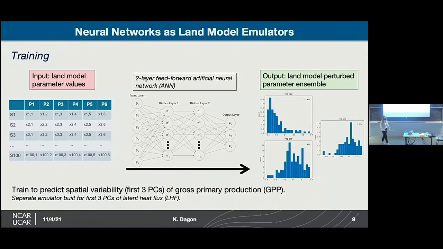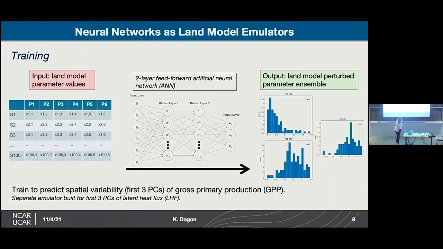Yeah, question. How did you decide on 3 principal components? I really just cut it off at 1 or 2% of the variability explained. After that, it's pretty noisy, and we felt like it would be difficult to emulate those very insignificant modes. Okay, the other ones weren't accounting for much variability. Right.